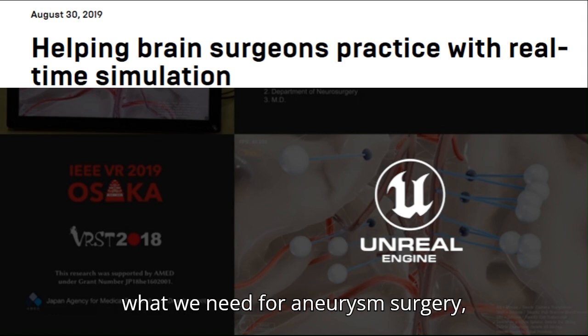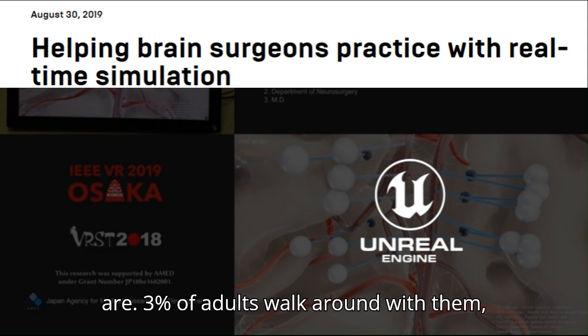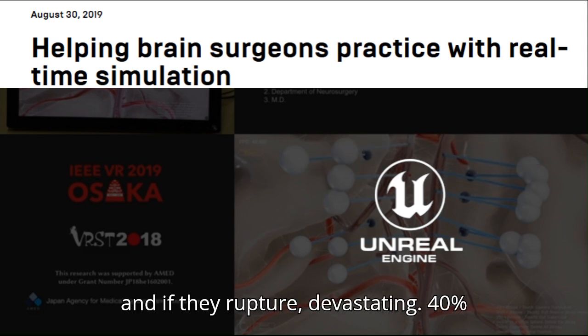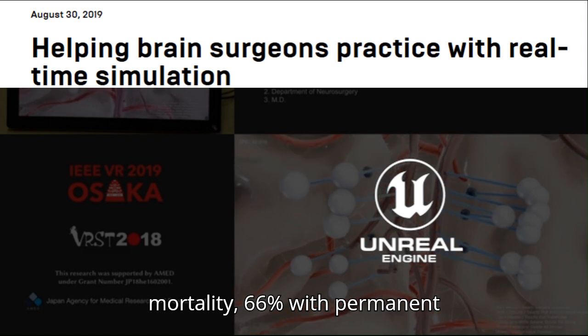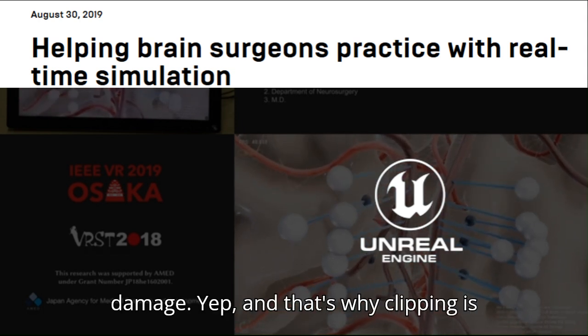That's exactly what we need for aneurysm surgery, especially with how tricky those bulges are. 3% of adults walk around with them, and if they rupture, devastating. 40% mortality, 66% with permanent damage. Yep, and that's why clipping is so vital.